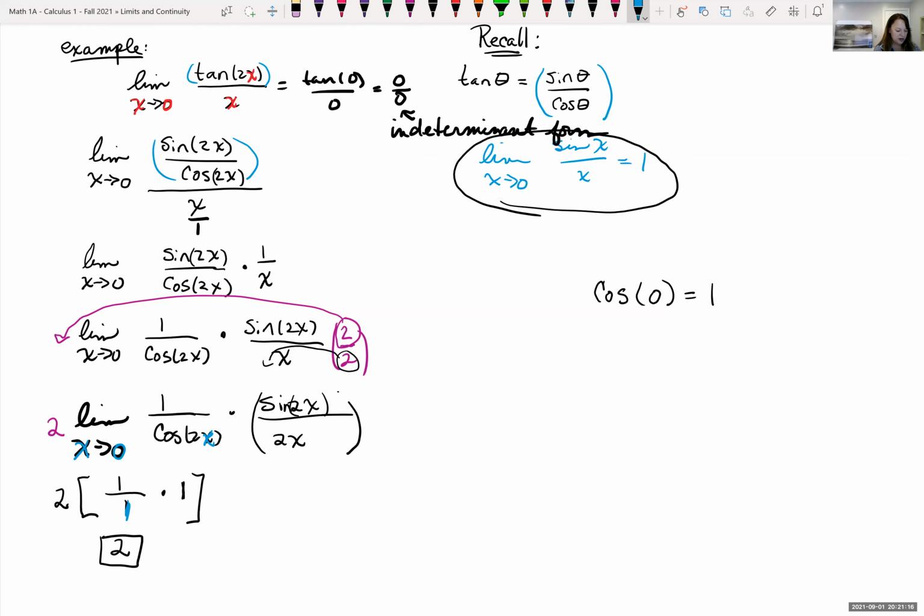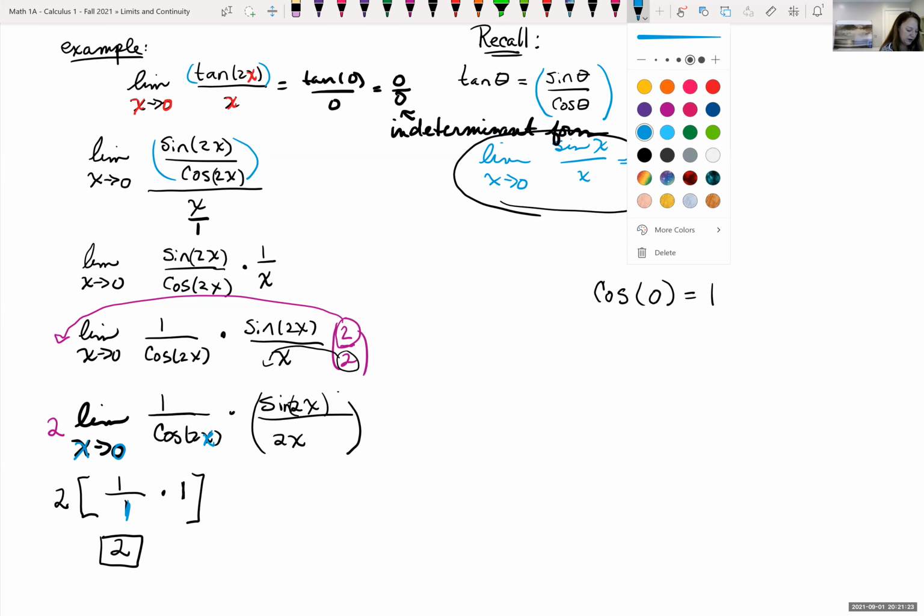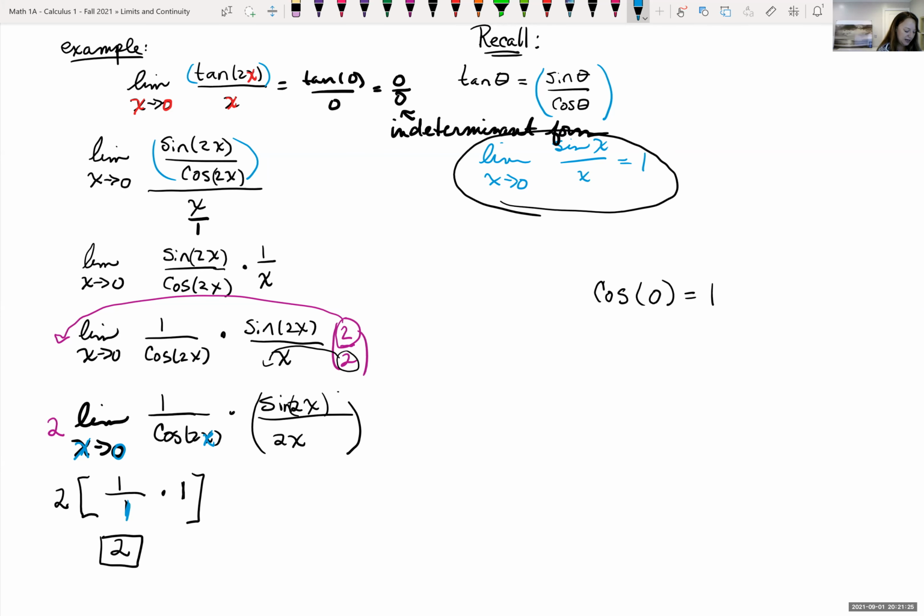A quick question was about this cosine piece, why it was 1. We were doing direct substitution once we had manipulated it, and we plugged in 0 wherever we saw an x. In this case, I have in the denominator cosine of 2 times 0, and 2 times 0 is 0. So cosine of 0 is equal to 1. We're putting the 1 down in the denominator, we have that 1 up in the numerator, and that just gives us back 1 for that piece.